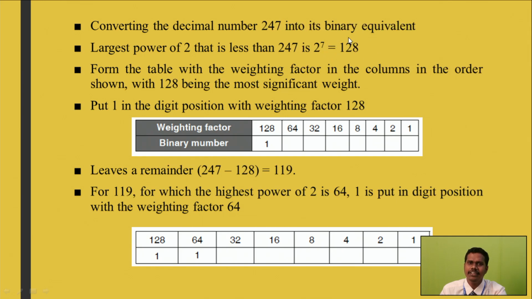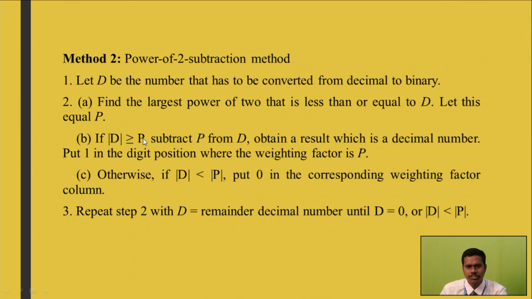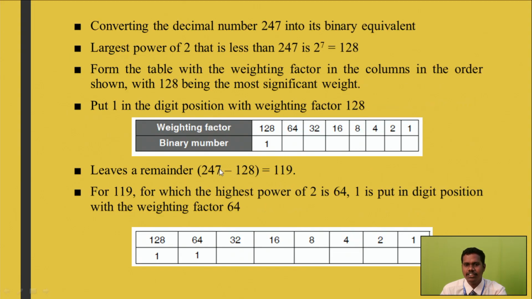Here the 128 is taken as the value capital P. So capital P must be lesser than or equal to the capital D. Once we have taken it, we put 1 for that digit position in the weighting factor, and next we subtract P from D. So once the result is generated, subtracting 128 from 247, the result will be 119. So with 119, again we look at the weighting factor. The weighting factor less than or equal to 119 here is 64.